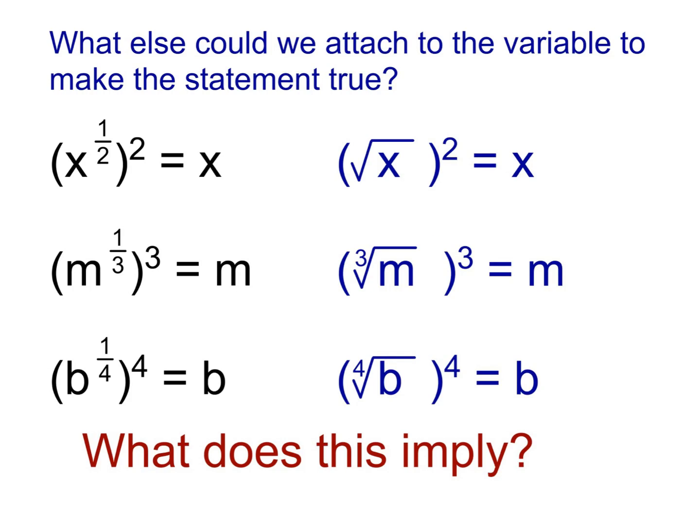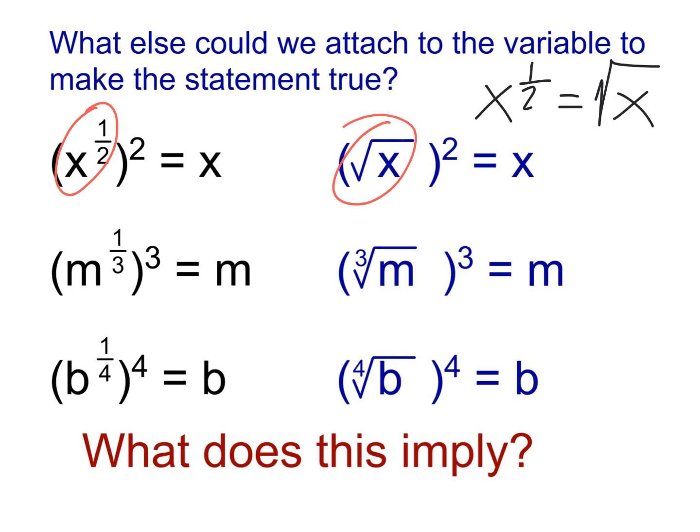Now the tricky part. Now it's time to really think, okay, what does this mean from a mathematical perspective? Look at these two statements. Notice both of them are equal to x. What does that imply? Well, if they're both equal to x, that means they must equal each other. But they're both squared, right? So really, since they're both being squared, wouldn't that mean that the stuff inside also must be equal to each other? And so, we can then see that x to the 1/2 is exactly the same thing as the square root of x.